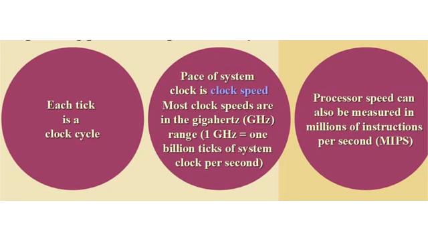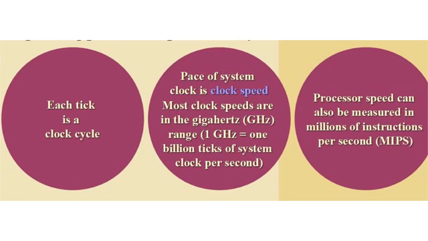Each tick is a clock cycle. The pace of the system is the clock speed. Most clock speeds are measured in gigahertz, or GHz. One gigahertz is equal to 1 billion ticks of the system clock per second. Let me rephrase that: when you see 1 gigahertz, that is equal to 1 billion ticks of the system clock per second.